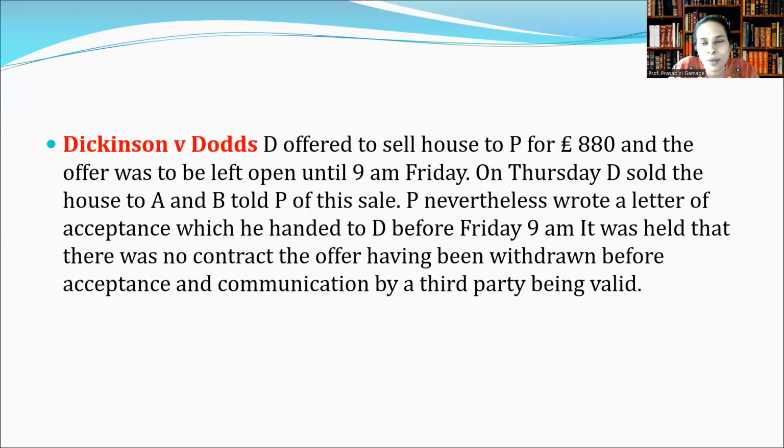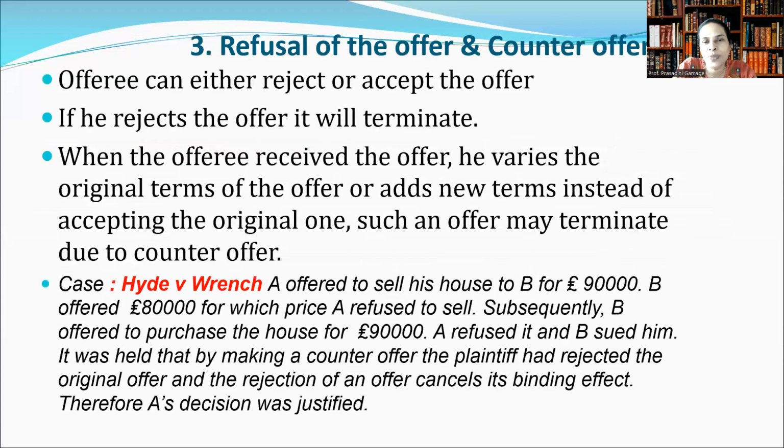And P came to know about that sale through a reliable third party called B, right? That is enough communication, and there is no contract between D and P. That was the final decision made by the courts. Right. Now let's move on to the next one.